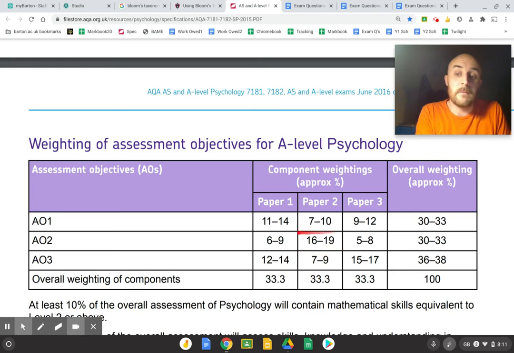That probably is where people will score least. Paper two is traditionally the worst performing paper. People do not do well in paper two, not just because it's research methods, but mainly because it's application and research methods, and people are not particularly good at applying, as I say.